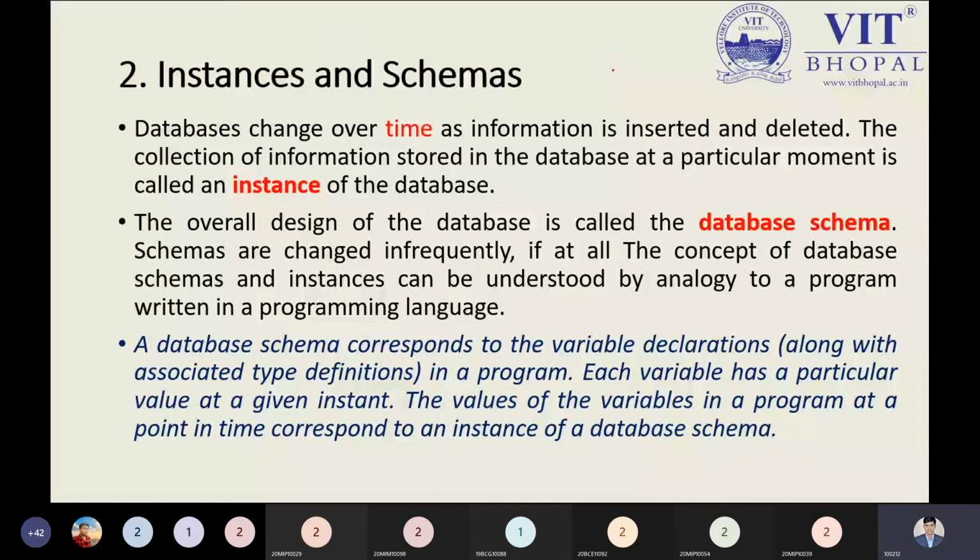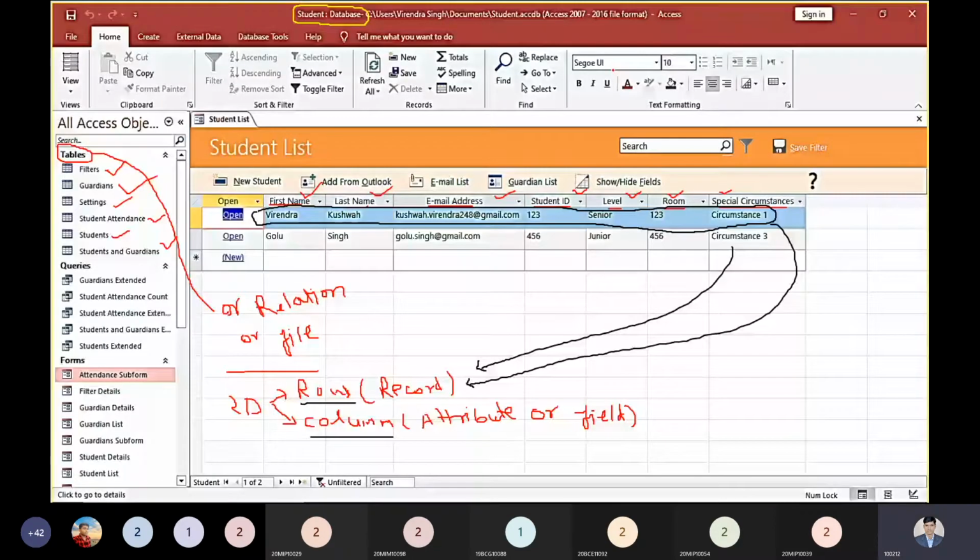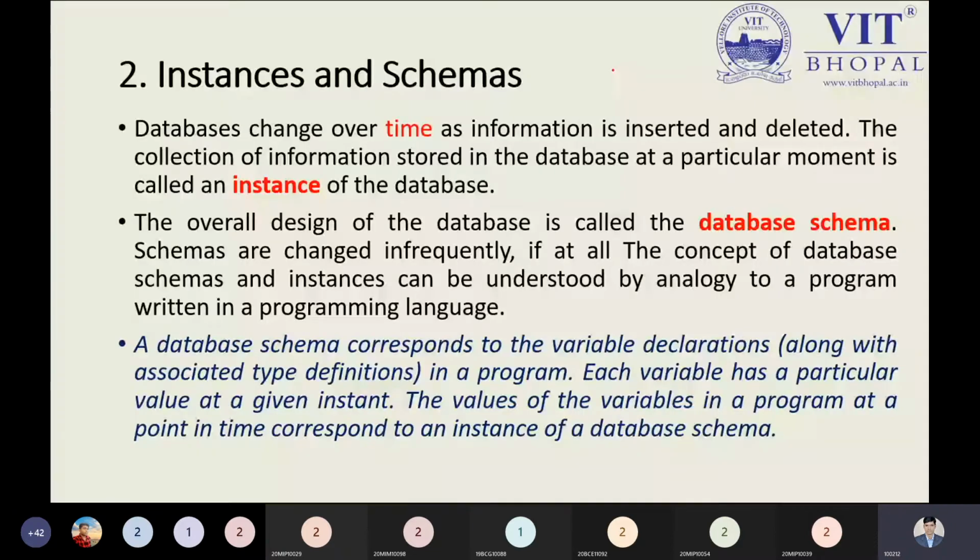The terms instance and schema, are they clear to all right now? Yes, sir. Okay. Tell me any doubt you have. Please explain one more time. Which one? Instance or schema? Both.